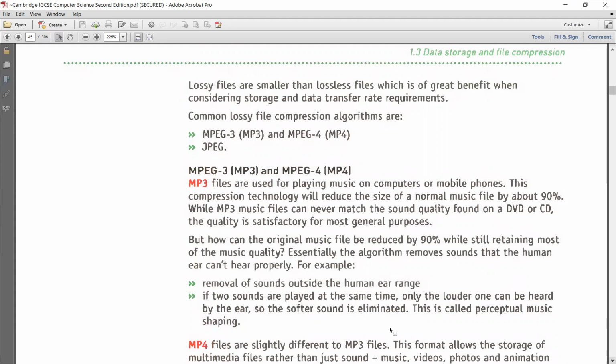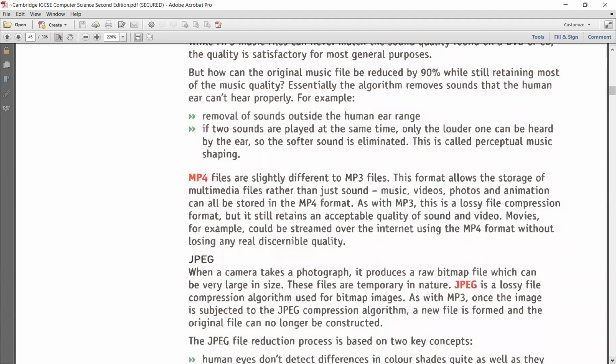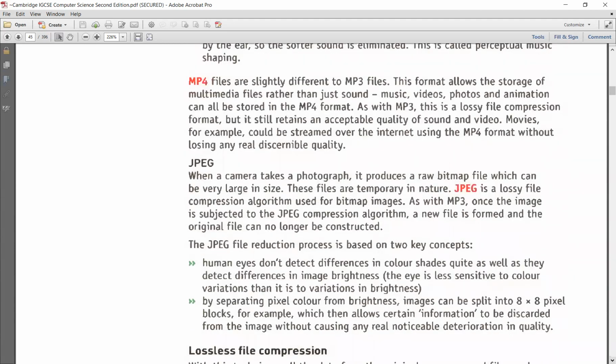So what happens is, when it comes to removing sound, what is being done is removal of sounds outside the human ear range. And if two sounds are played together, then the louder sound is heard by the ear and the softer sound is eliminated, and this is called perceptual music shaping. This term you need to remember. And MP4 is basically your video file, and this is also a lossy file format.